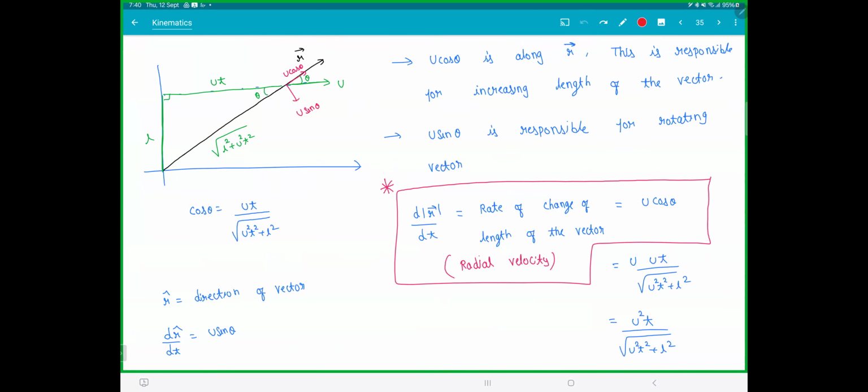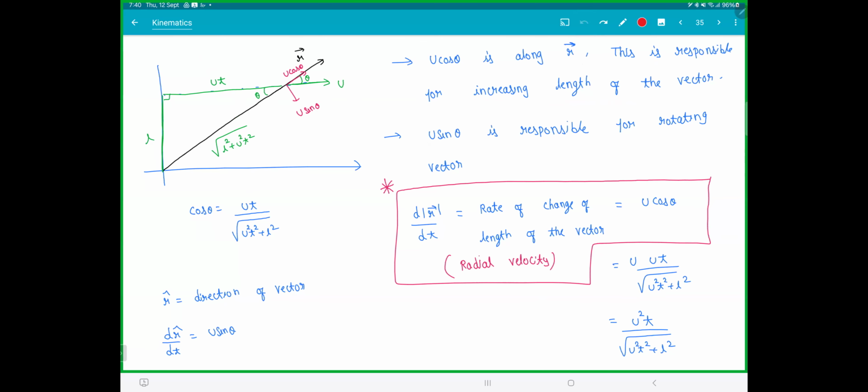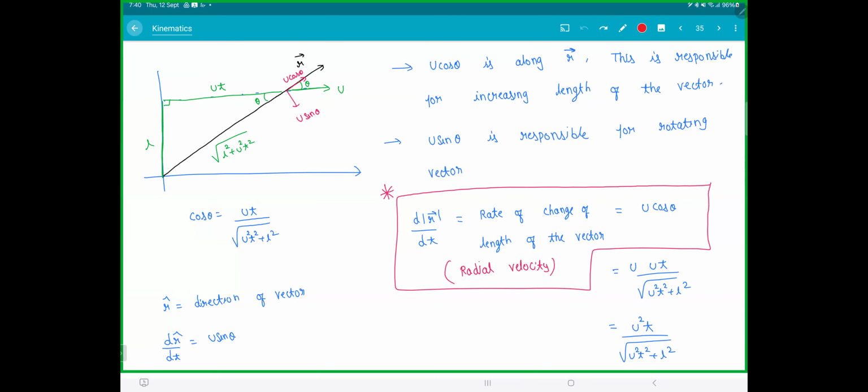And that day when we did this question, we ignored u cos theta. And I said we will see that later on. That u cos theta is your tangential speed. dr by dt is called radial velocity. U sin theta is responsible for rotating the vector. So that's why that became v tangential. If you're remembering something like this, you should definitely go and refer to this question. We did this pretty detailed. This is page 35, kinematics.